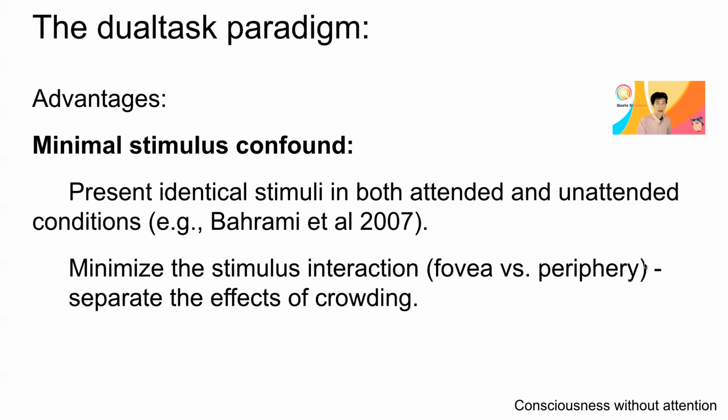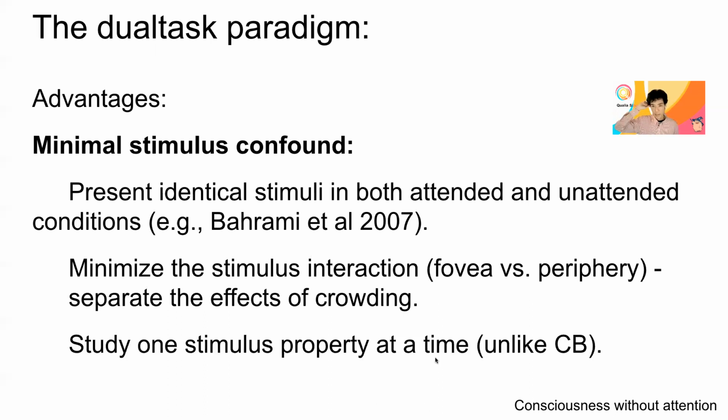That also allows us to disentangle many things, but one of them is minimizing the stimulus interaction. Let's say at the central task and the peripheral task, there is no interaction in between, and that's important to exclude various kinds of effects such as crowding. When things are presented at the same location, they become invisible because of the interaction among the stimuli, and that itself can strongly interact with attention. So in the end, the dual task allows us to study one stimulus property at a time.